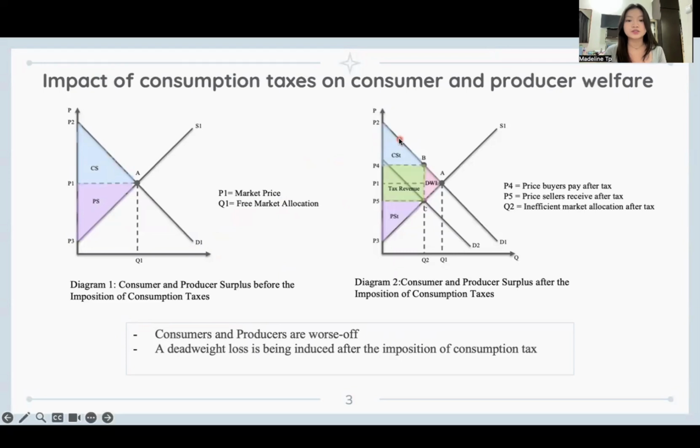This is because producers receive a lower price at P5 and consumers need to pay a higher price at P4 for the objects that they buy. So you may ask, why does this happen? How are producers receiving less revenue while consumers pay a higher price? This is where government comes in. As we can see in this green triangle, government takes up the tax revenue. And due to the tax imposition, dead weight loss occurs as the market is not working at its most efficient level. On this small pink triangle over here, that's the dead weight loss.